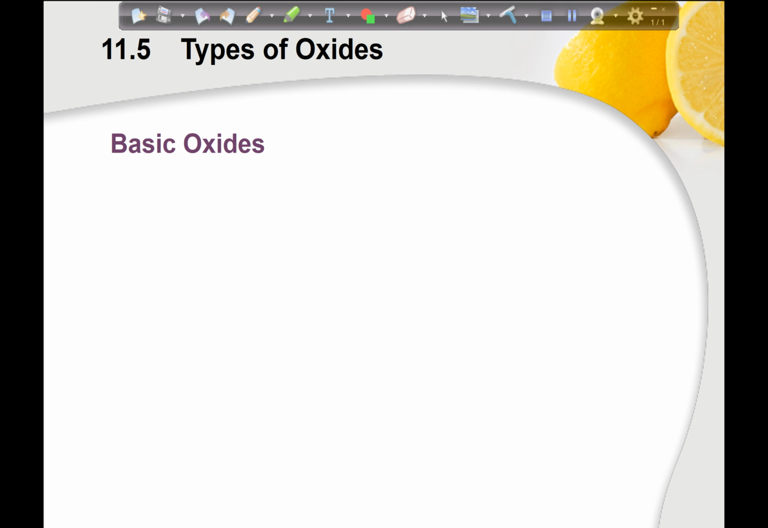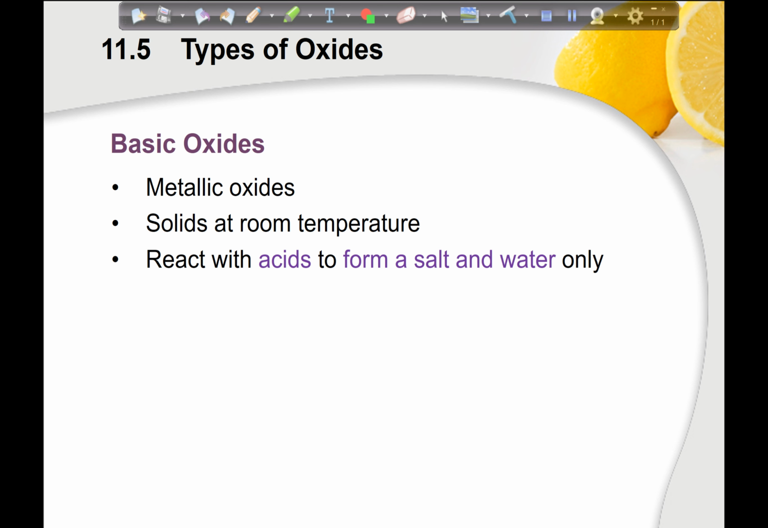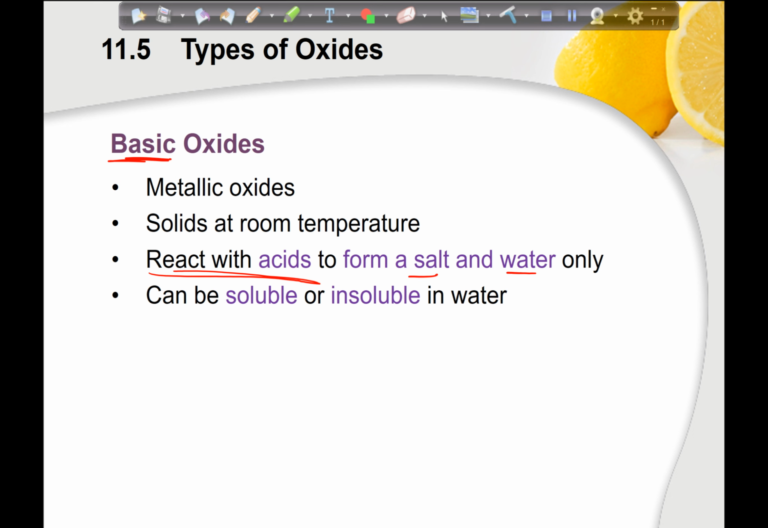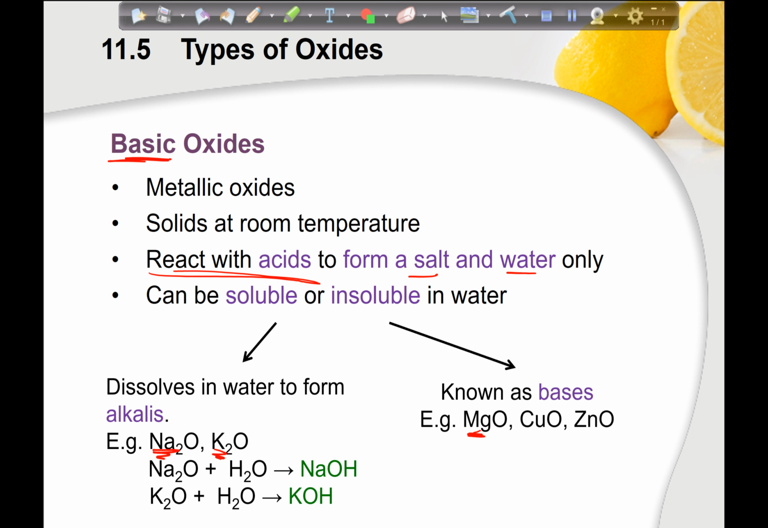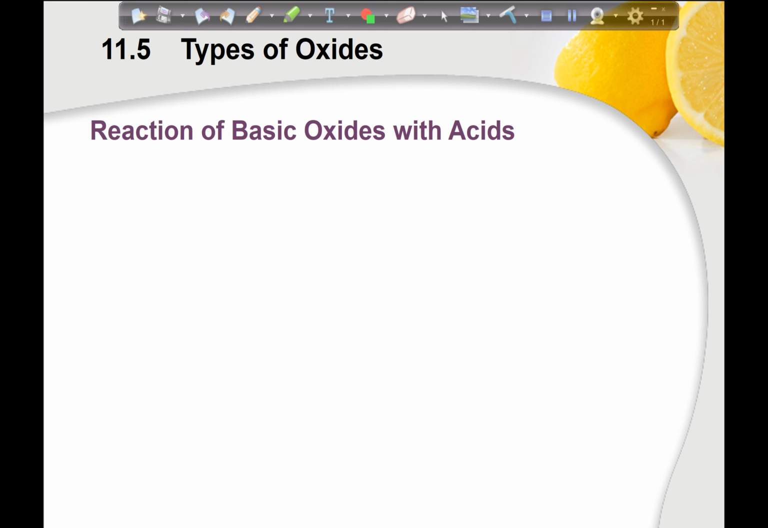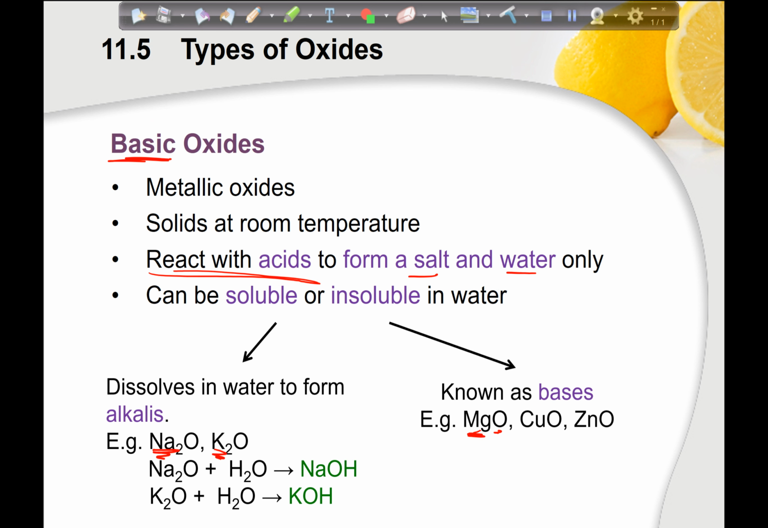So what exactly are basic oxides? Basic oxides are metallic oxides. Most of them are solid at room temperature, and because they are basic in nature, they can react with acid to form salt and water only. They can be both soluble and insoluble in water. Some examples are sodium oxide, potassium oxide, and so on. Any metal with oxygen is known as a basic oxide.